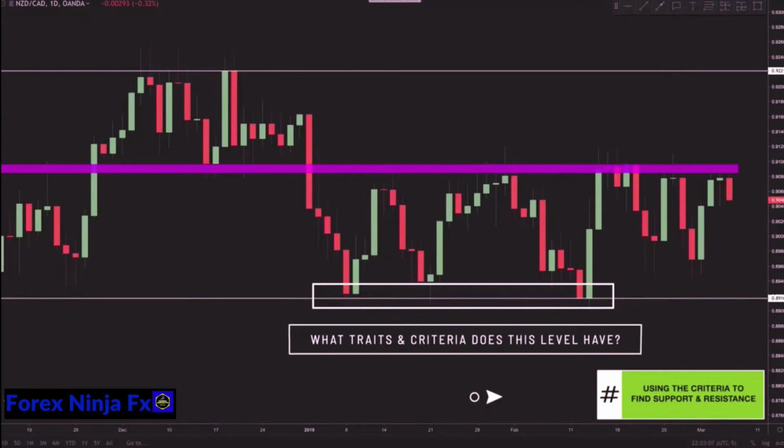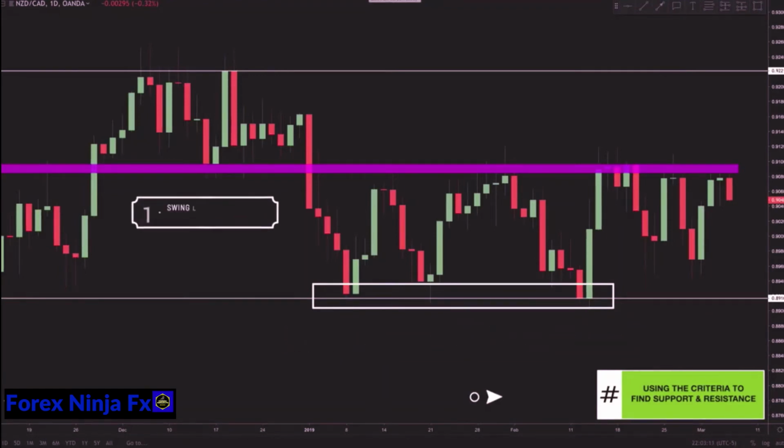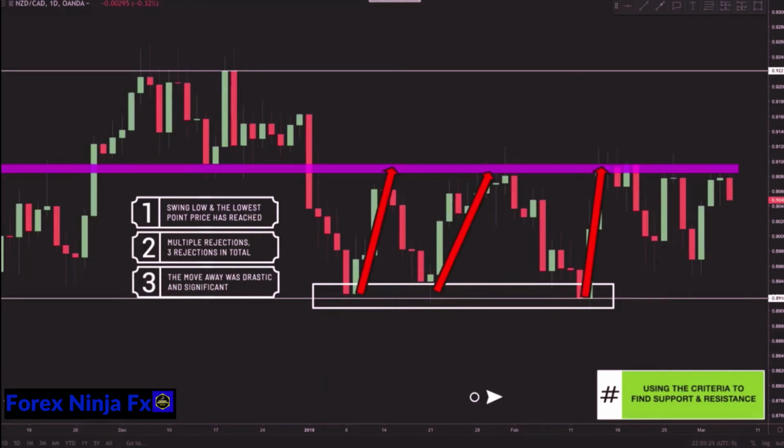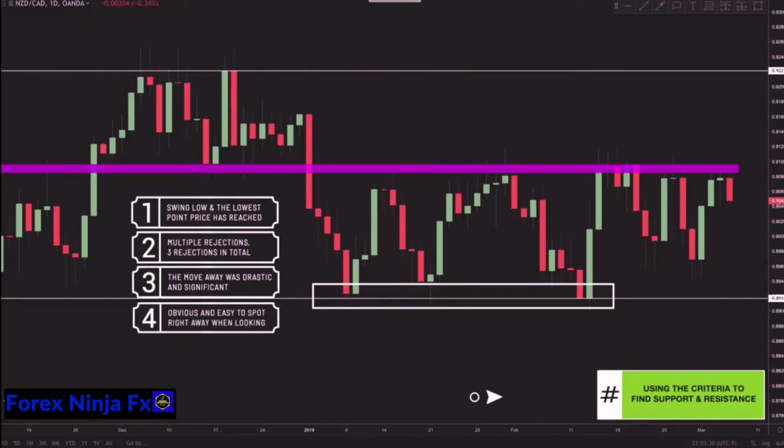So again, what criteria does this level have that makes it a good level of support? 1. It is the extreme swing low, meaning the lowest point price has reached in recent time. 2. There were multiple rejections of this level, 3 in total. 3. The move away was drastic, because as you can see, price reversed significantly when it got here. 4. The level is obvious, as you should have easily spotted it when looking at the chart. And 5. It was recently respected and occurred in a recent time period.